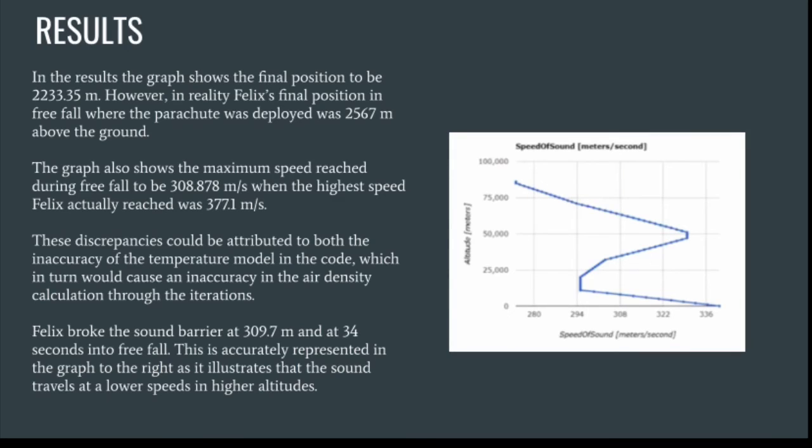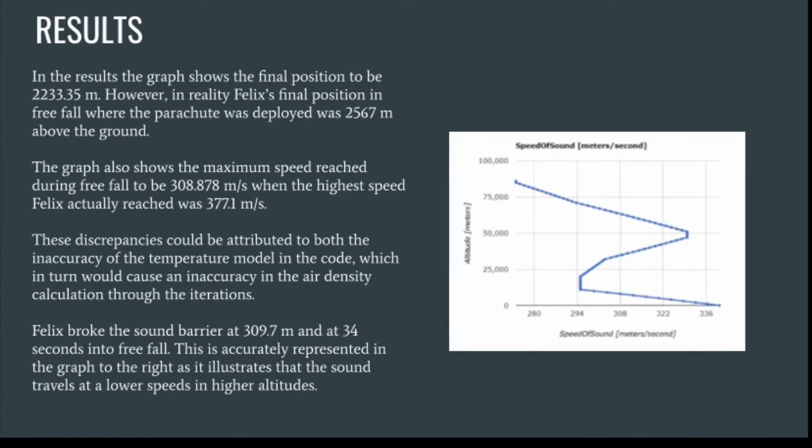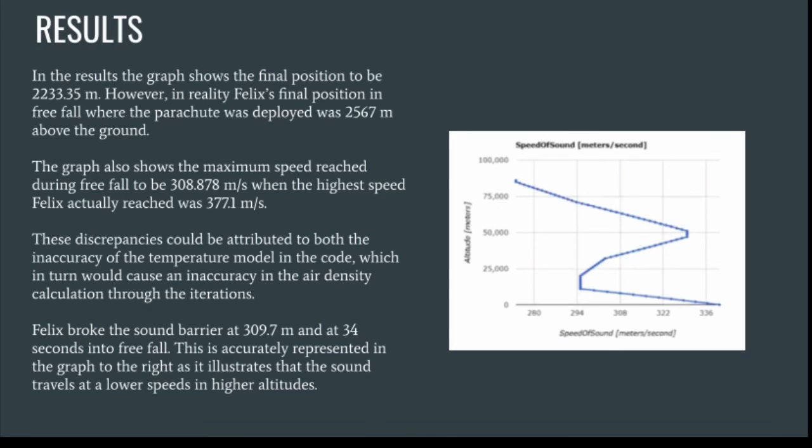Lastly, Felix did break the sound barrier at 309.7 meters per second and at 34 seconds into the free fall, and this is possible. This is accurately represented in the graph to the right as it illustrates that sound travels at lower speeds at higher altitudes. This could be explained because sound requires a medium through which to travel. So at higher altitudes, the particles are spread further apart. Because of this, it takes longer for the sound vibrations to travel from particle to particle, therefore having a smaller velocity than it would closer to sea level.